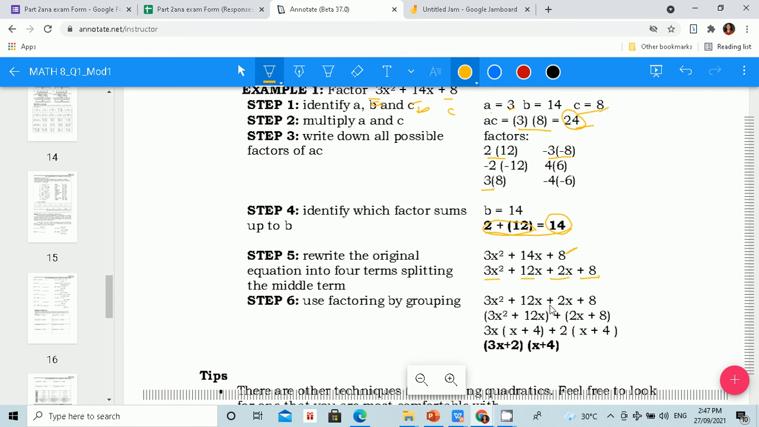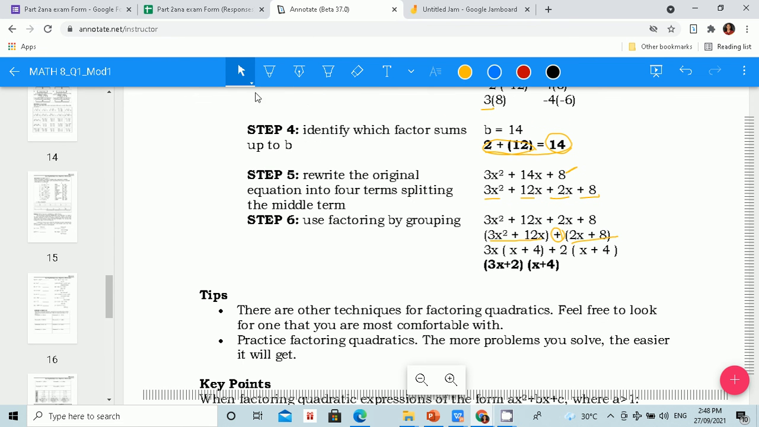Since we have 4 terms, 1, 2, 3, 4, we will group the first term and second term as one group, then the third and the last term as the second group. Then we use the sum. Just like what we did last time, we will factor. So what is the factor of 3x squared plus 12x?